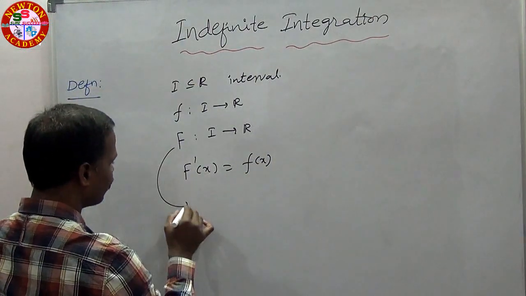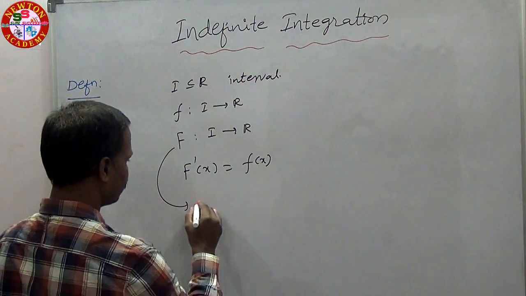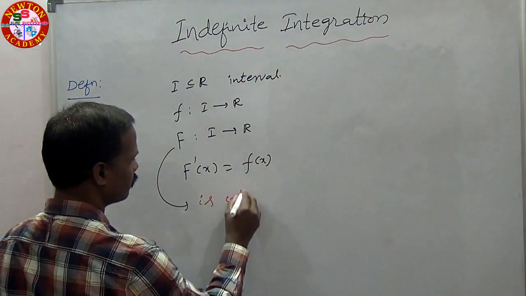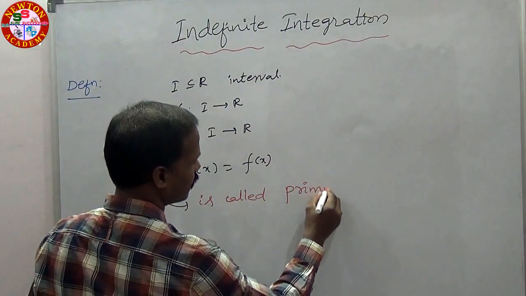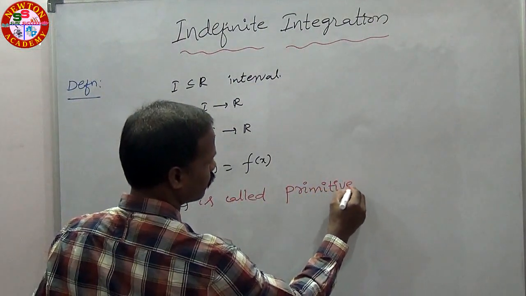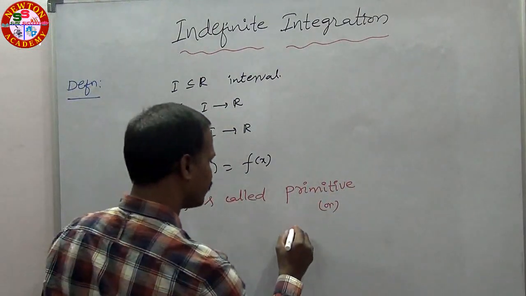this capital F is called primitive or antiderivative.